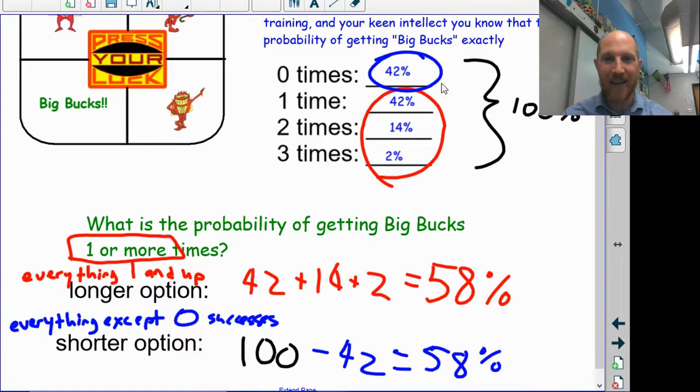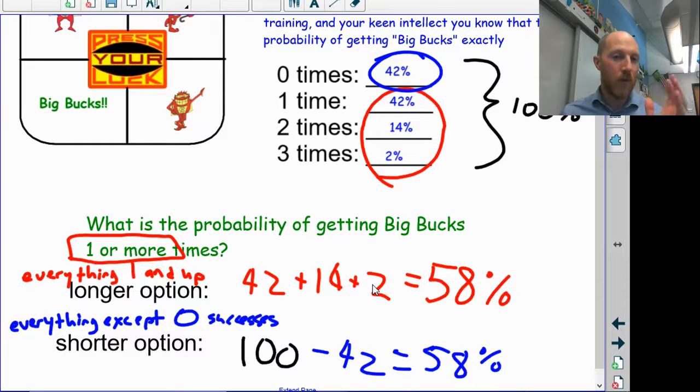If you did not have these probabilities, which we just got by doing the do now, and you had to come up with those probabilities on your own in order to add together the probability of 1 success, the probability of 2 successes, probability of 3 successes, then that starts to look like a lot longer. We'd have to get each of those individual probabilities and then add them together.